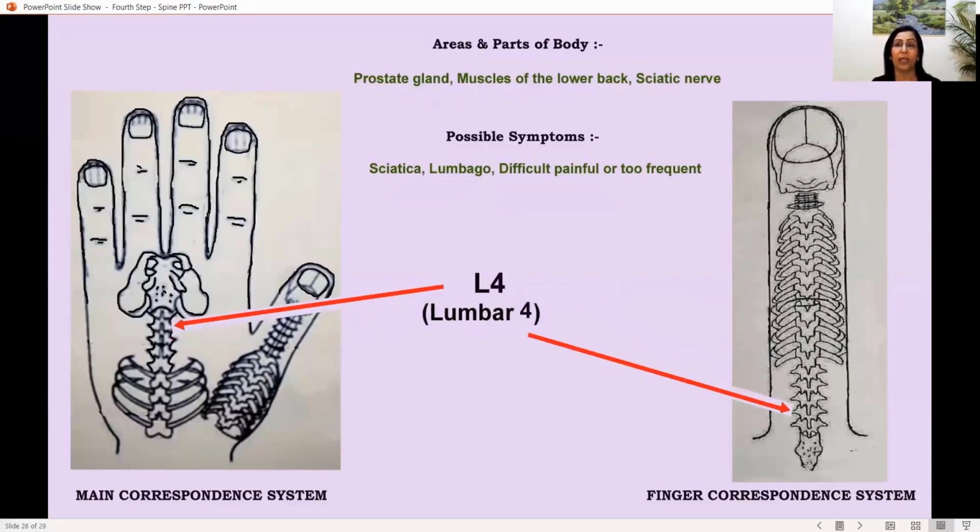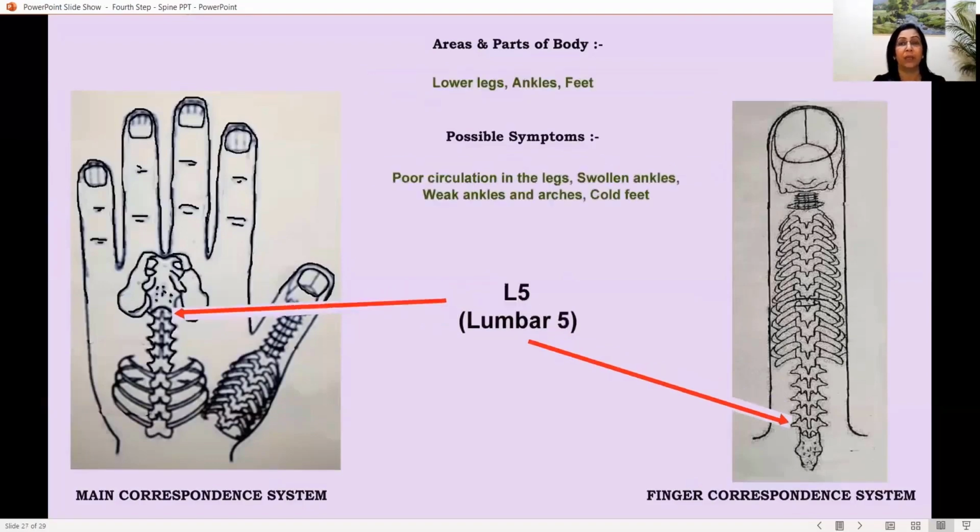Then lumbar 4, L4, is treated for the prostate gland, the muscles of the lower back, and the sciatic nerve. This is a very important vertebra which is responsible for pain in the sciatic nerve, which we have already learned when we were trying to treat sciatica. And the possible symptoms obviously are sciatica and lumbago, which is lower back pain, and difficult, painful, or too frequent urination also.